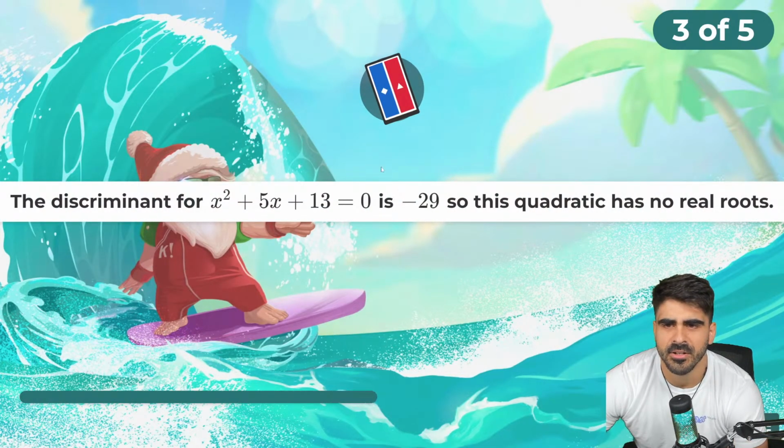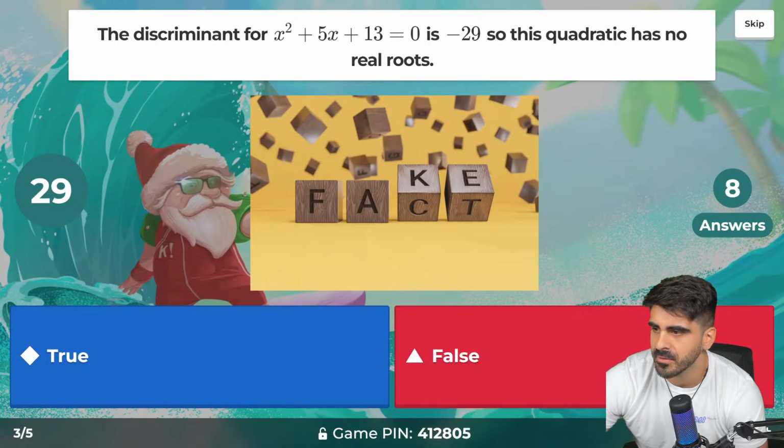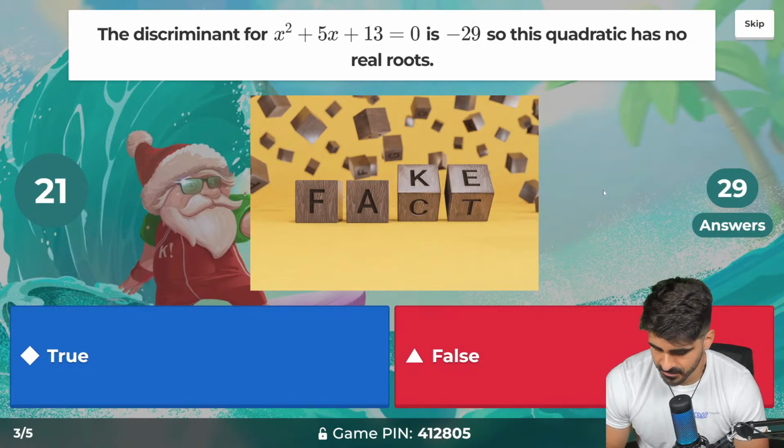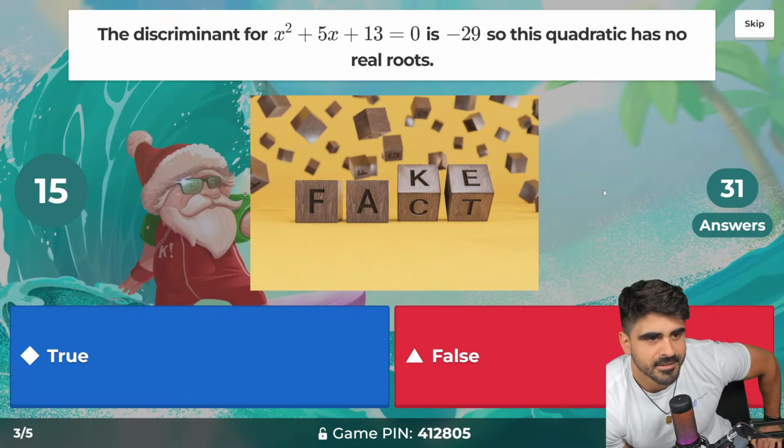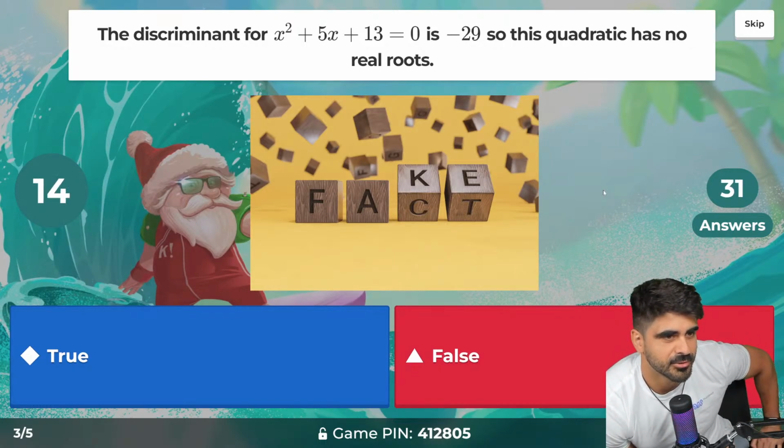The discriminant. Oh, wait, hold on. Theo, still though, who said Japan?